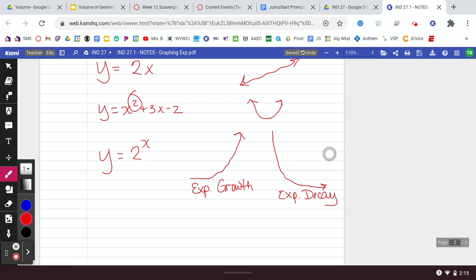And what determines whether it's going to be growth or decay is your base. For exponential growth, your base is greater than 1, a whole number. For exponential decay, your base is less than 1, a fraction. So it's either going to be a whole number, or it's going to be a fraction. Your base, which holds up the exponent, is what determines whether it's exponential growth or decay.